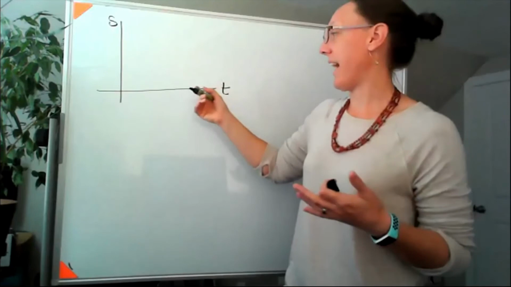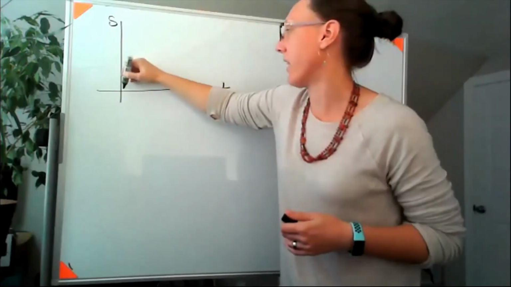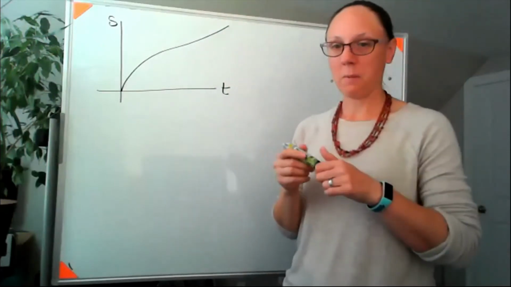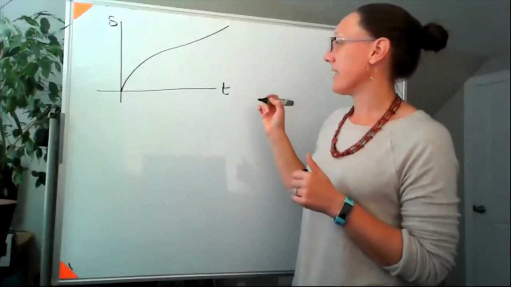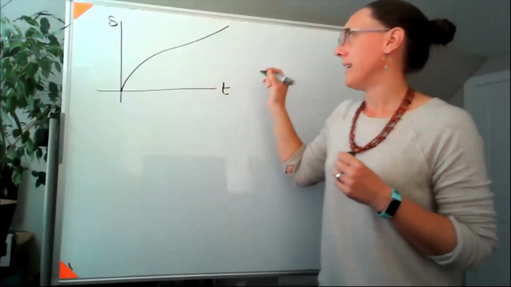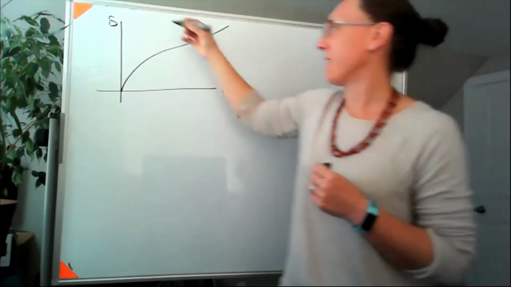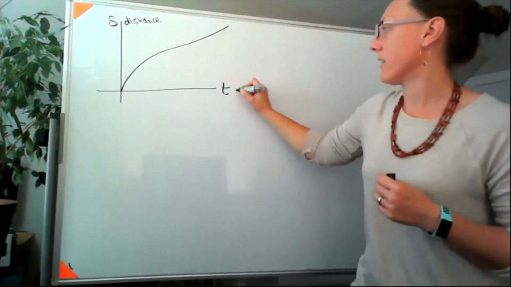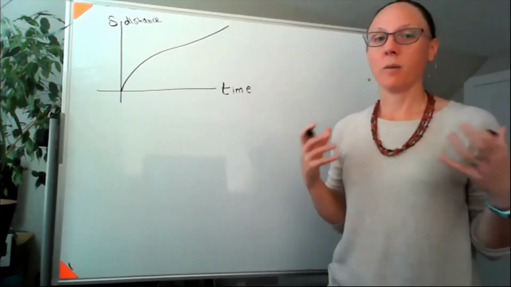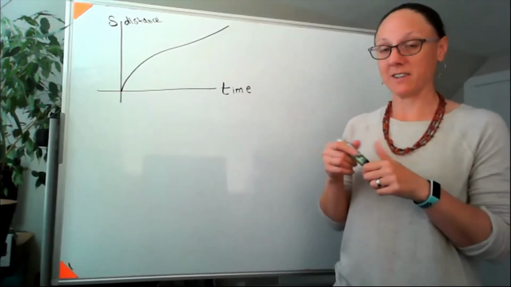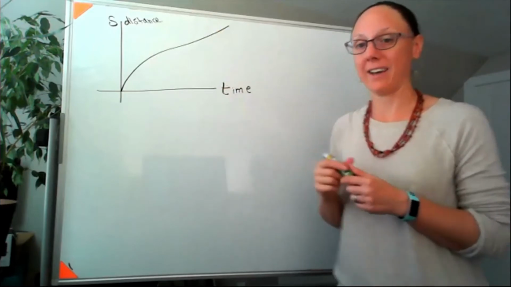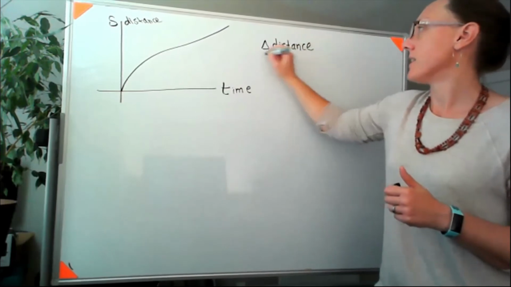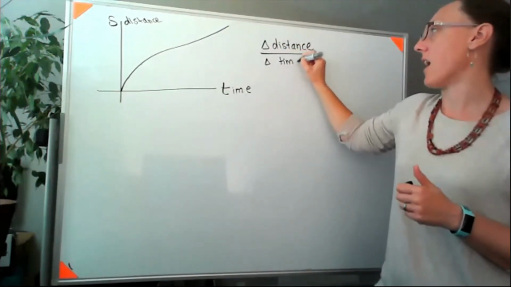Let's say that I had some kind of graph here and it looks like this. And so a couple of things that we might be asked, if this is representing a position or a distance, and this is representing a time, then when we think about the slope on this graph as being a change in y over a change in x, we'd be looking at a change in the distance divided by a change in the time.